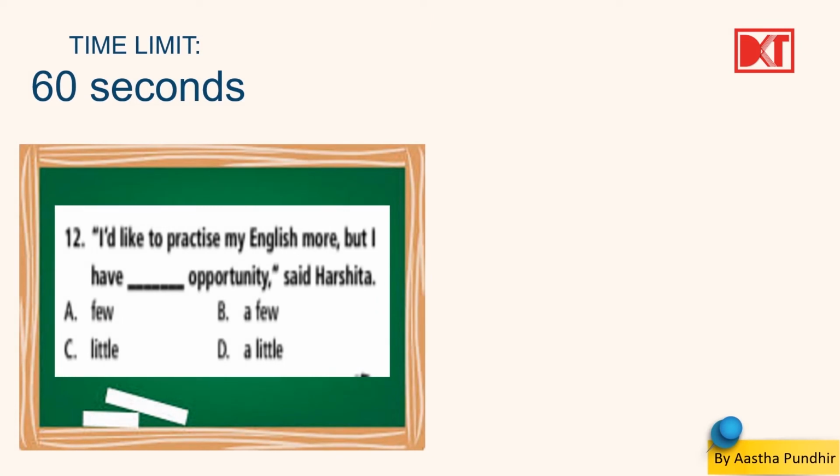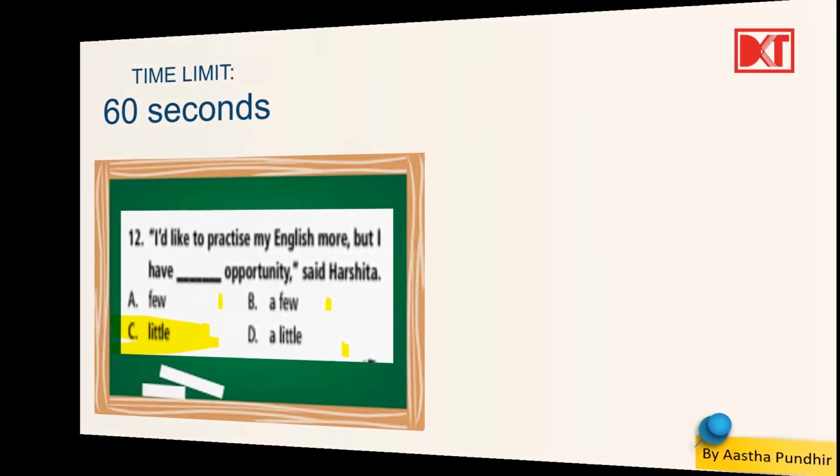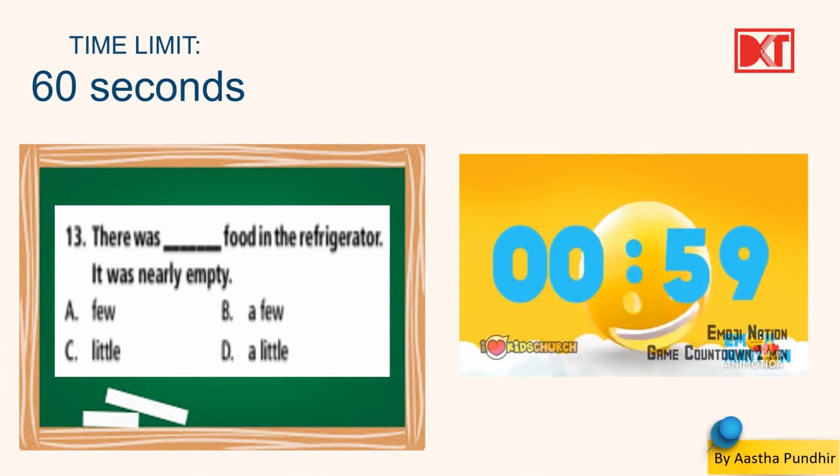I'd like to practice my English more, but I have dash opportunity, said Harshita. I have few opportunity, a few opportunity, little opportunity, or a little opportunity. Here the correct answer is I have little opportunity. I'd like to practice my English, but I have little opportunity, said Harshita. C. So your time starts now.